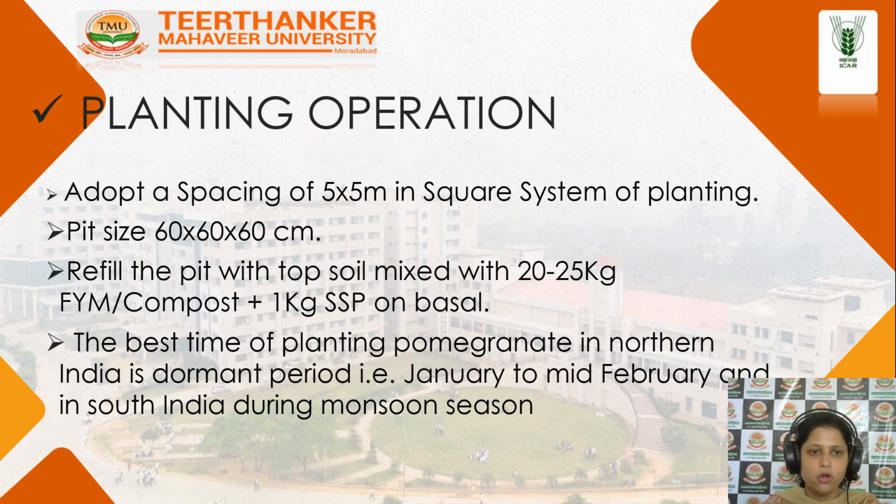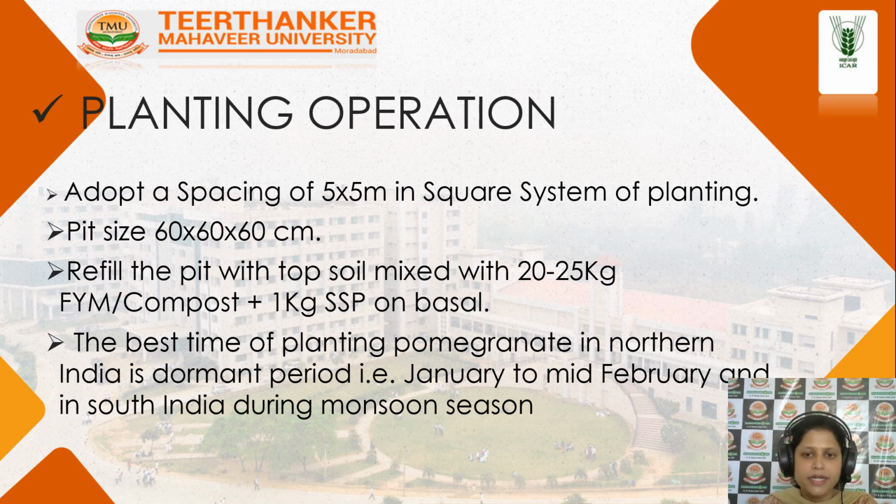So coming to planting operation, a spacing of around 5 meter into 5 meter in the square system of planting is followed in pomegranate cultivation. The pit size is kept 60 centimeter into 60 centimeter into 60 centimeter. While digging the pit, keep it exposed for around 1 month. Then while refilling the pit, mix the topsoil with 20 to 25 kg of FYM and 1 kg of single superphosphate as a basal dose.